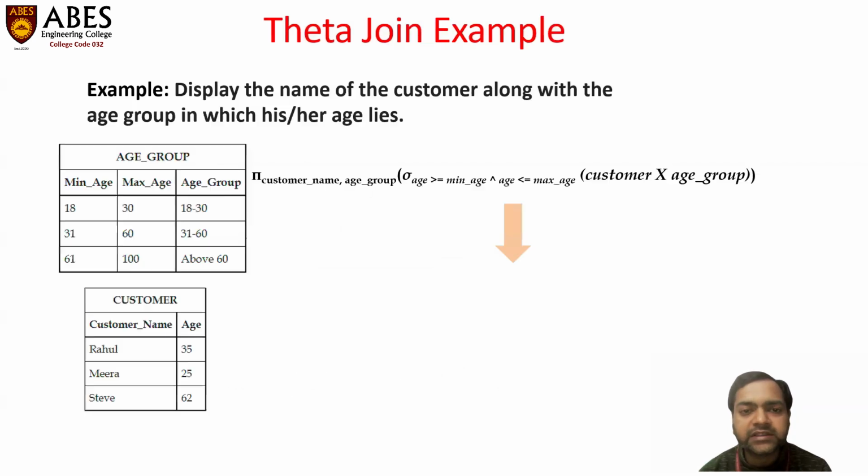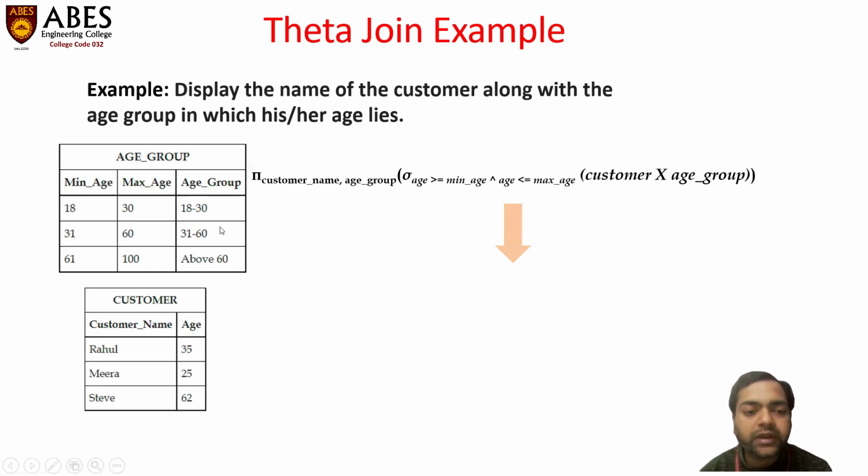Let us take an example here. We have two tables: first the age group table, and next the customer table. We need to display the name of the customer along with the age group in which his or her age lies. In the age group table we have minimum age, maximum age, and age group, and in the customer table we have customer name and age.